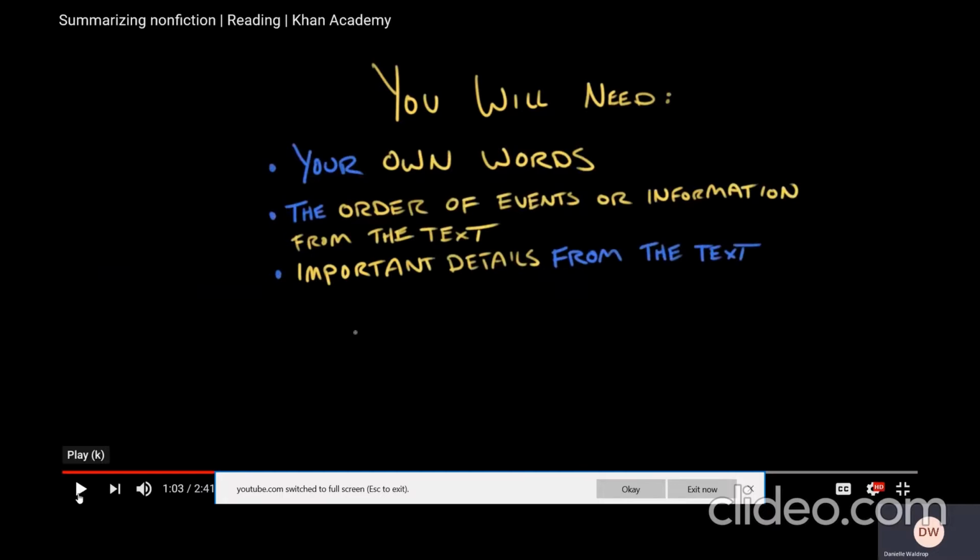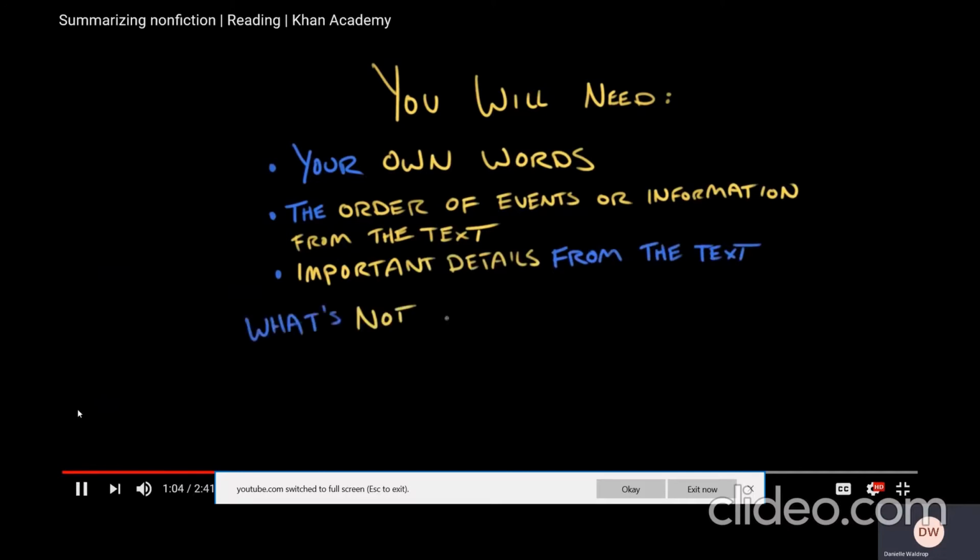So what? Now, I'm going to stop right here for just a second. And when we're doing our summary, we're going to really try to make sure we focus on this, that you want to make sure you're putting it in your own words. You're going to make sure it's in order, and that we're going to pull important details from the text. And we're going to practice how to do all that.